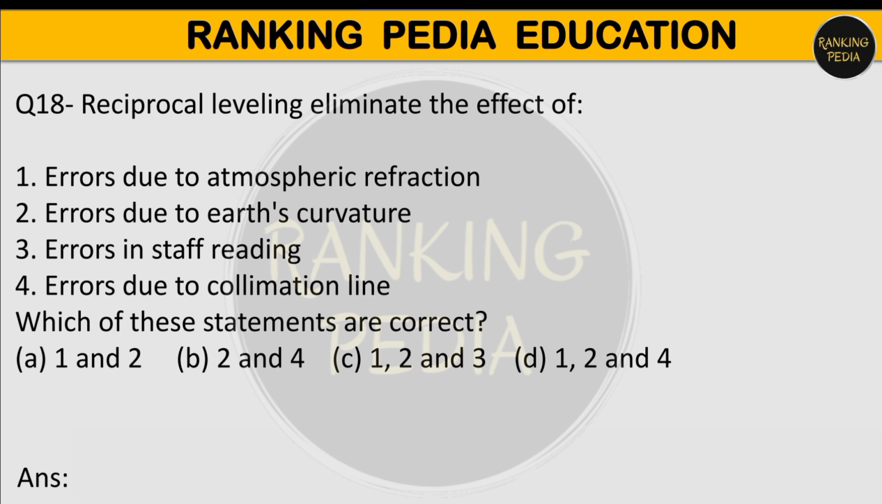So reciprocal leveling must be used to obtain accuracy and to eliminate the effect of errors due to Earth's curvature and errors due to atmospheric refraction, variation in the average refraction, errors due to instrument adjustment. So which one is correct? The first point is correct, that is error due to atmospheric refraction. Second point is correct, error due to Earth's curvature, and third point is also correct, errors due to collimation line. So option number D is correct, that is 1, 2, and 4.